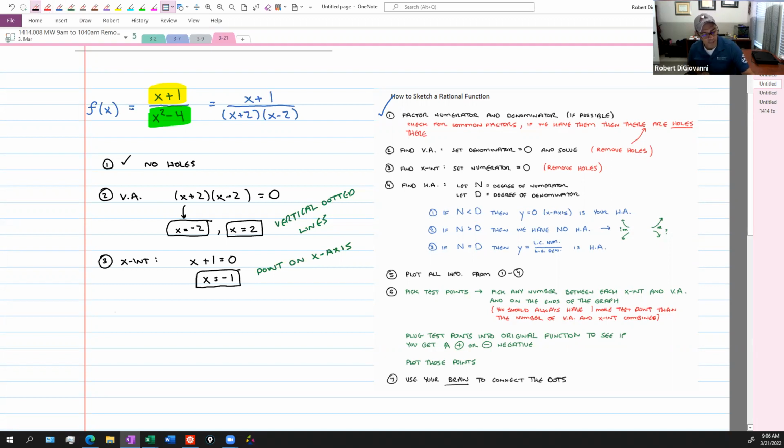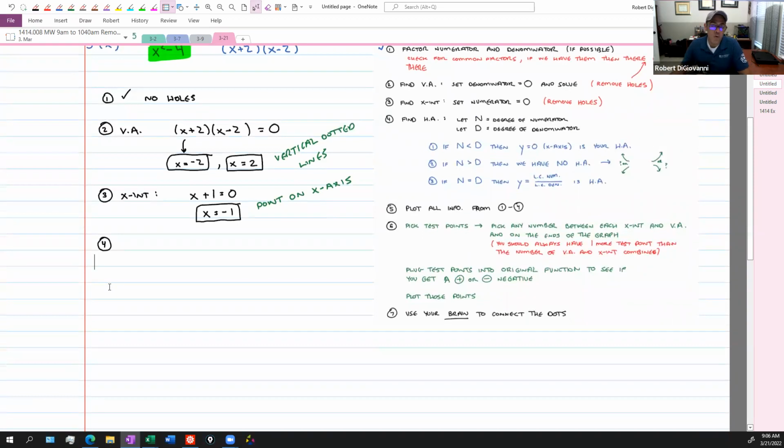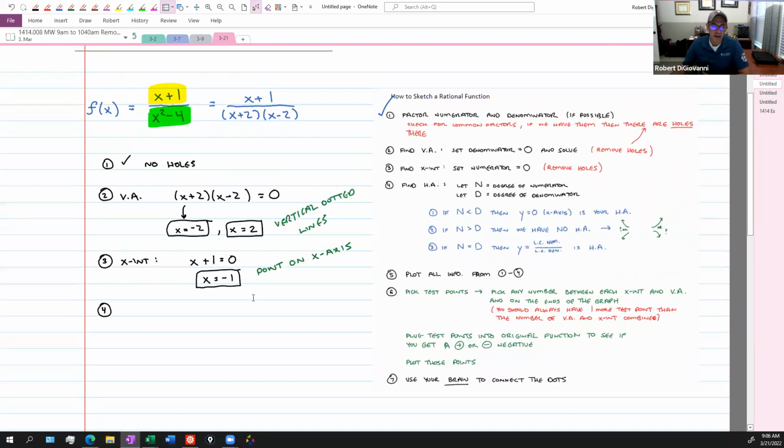Okay, fourth step. No questions up to this point? We're okay? I realize it's been a while. Fourth step is the horizontal asymptote. And this was, I think, the most challenging part, because there are 3 different cases that we can have.